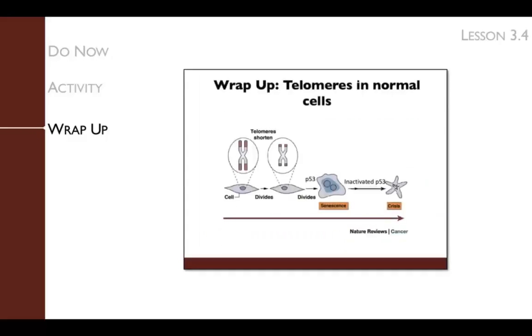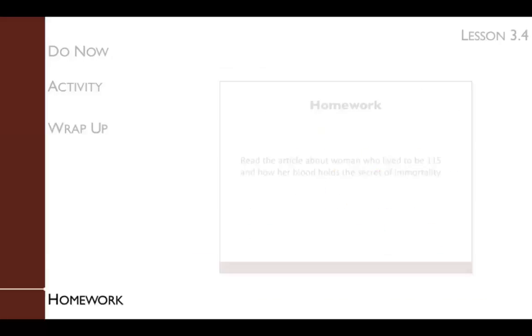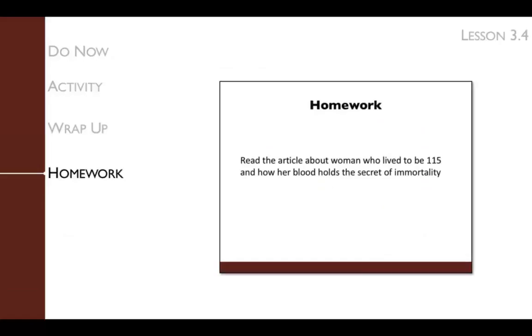The final two slides recap the role of telomeres in normal cell aging and the role of telomerase in allowing cells to avoid crisis and become immortal. For homework, have students read an article about a woman who lived to be 115 years old.